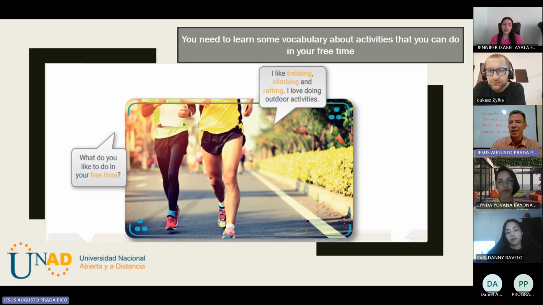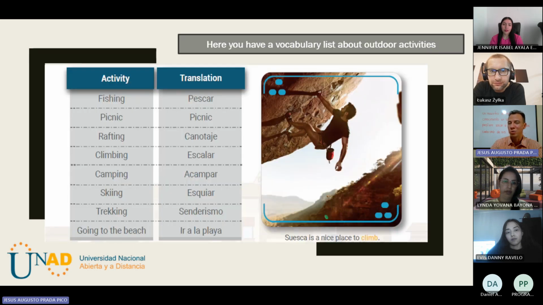So here you have some examples, vocabulary about outdoor activities like fishing, picnic, rafting, climbing, camping, skiing, trekking, going to the beach. And you have the translation in Spanish if you need more information about that. If maybe you don't recognize one of these outdoor activities. So, for example, you say, Suesca is a nice place to climb, right? This is a word or a verb about this activity that could be a noun or a verb, okay?